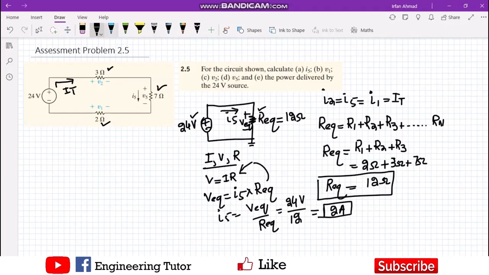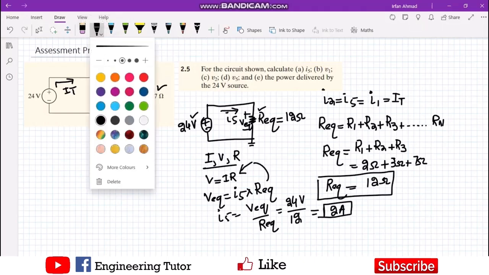So now to find out the other quantities here, let me change the color and make it green.